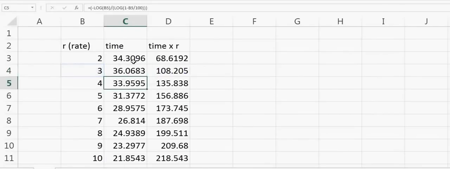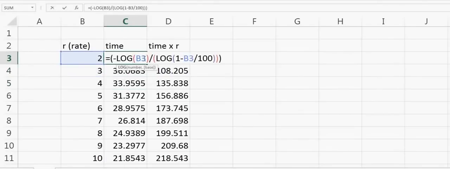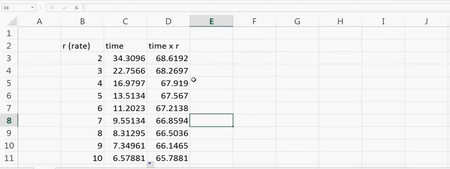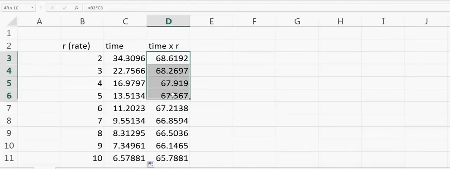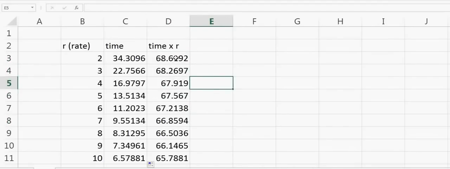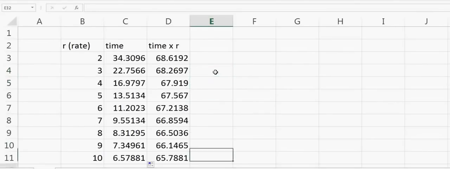Okay, I did something wrong. So this should not be log of rate. It's log of 2. So we have to do this, and now you can see that time is always equal to, or very close to, time into R is very close to 70. So that's why we always use the rule of 70. We can also call it the rule of 68 or rule of 69, but this is all about the approximation.